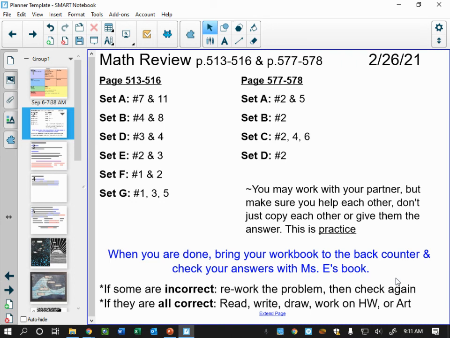Okay. What should you do if some of them are incorrect? What should you do? Rework the problem, then check again. What should you do if they are all correct? Read, write, draw, work on homework, or you can keep working on art if you need to finish it. Or your math review sheet, yes. So that would go with homework, Chanel, but thank you for pointing it out.